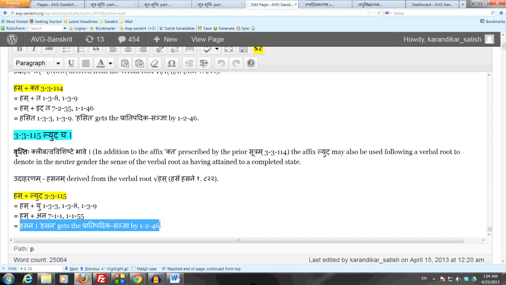It's a very, very common affix. So please make a note of this sutram. It is used extensively in the language.